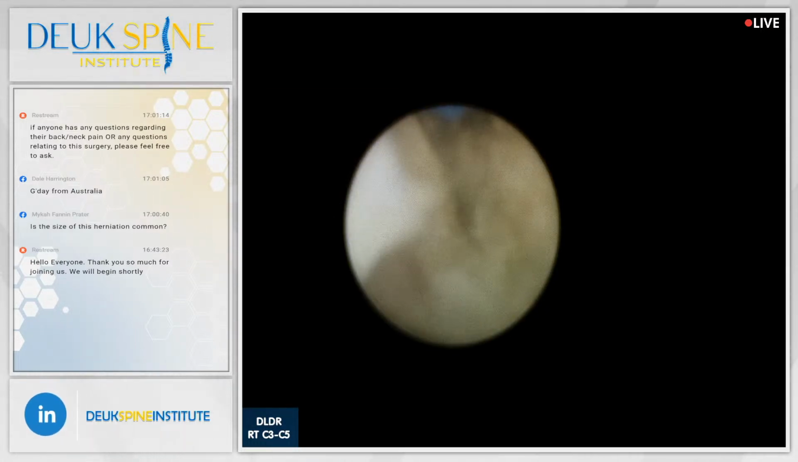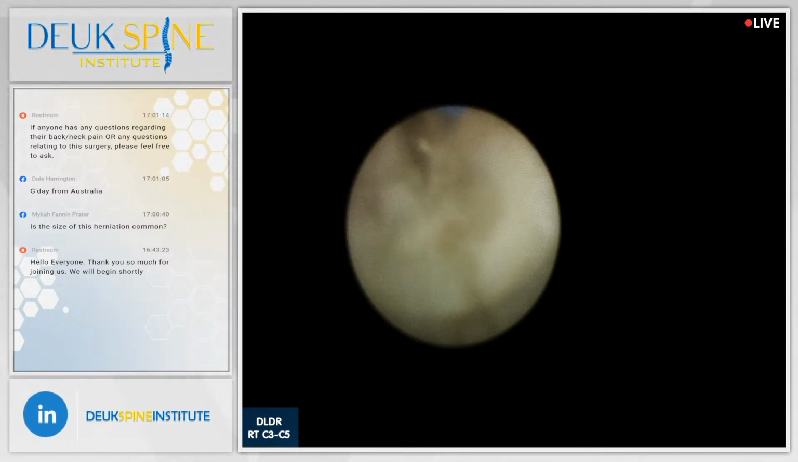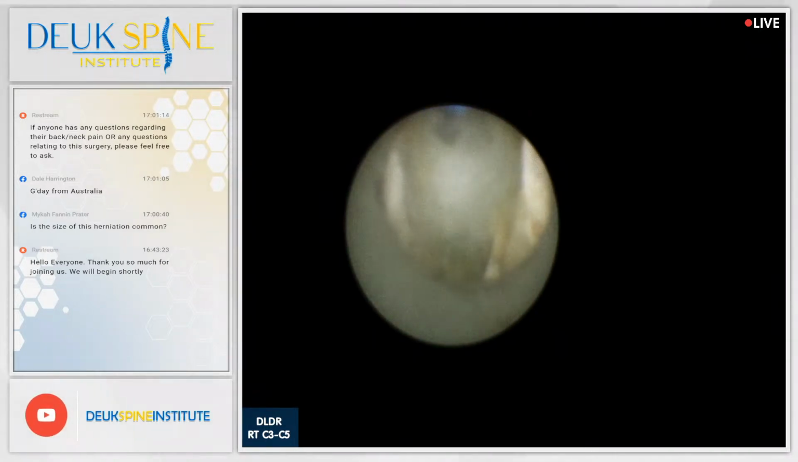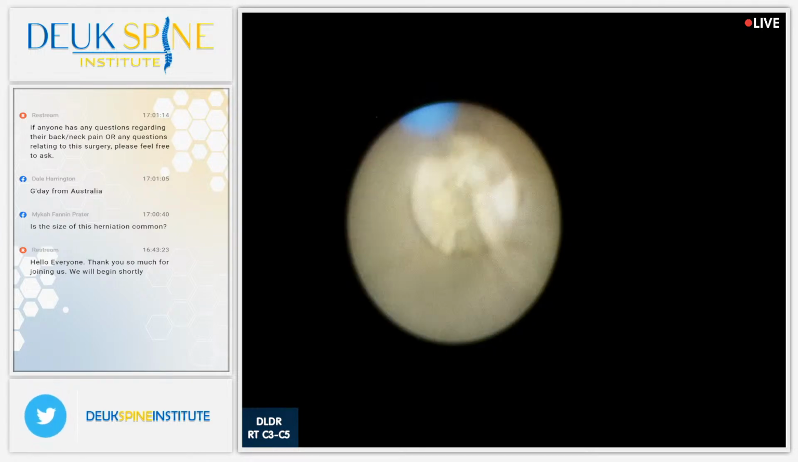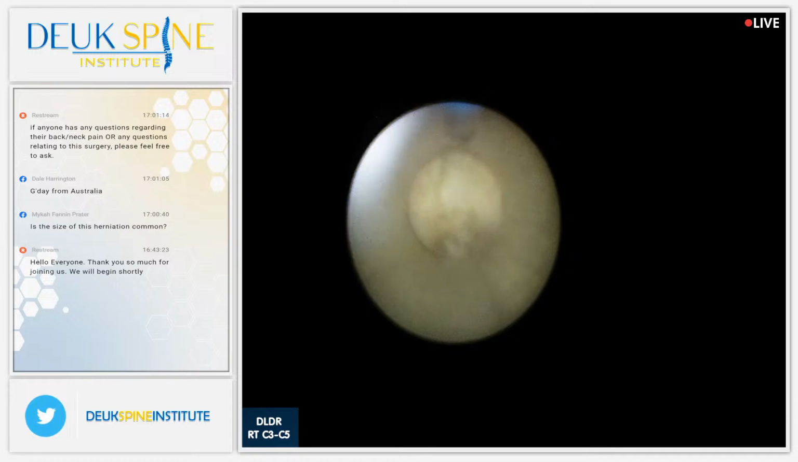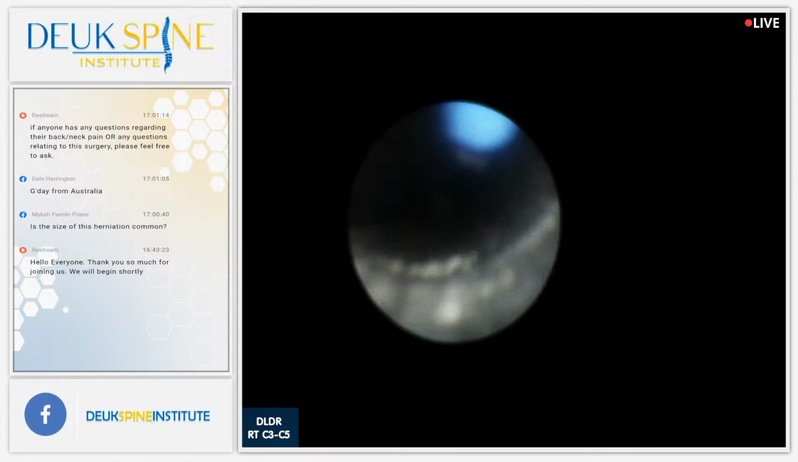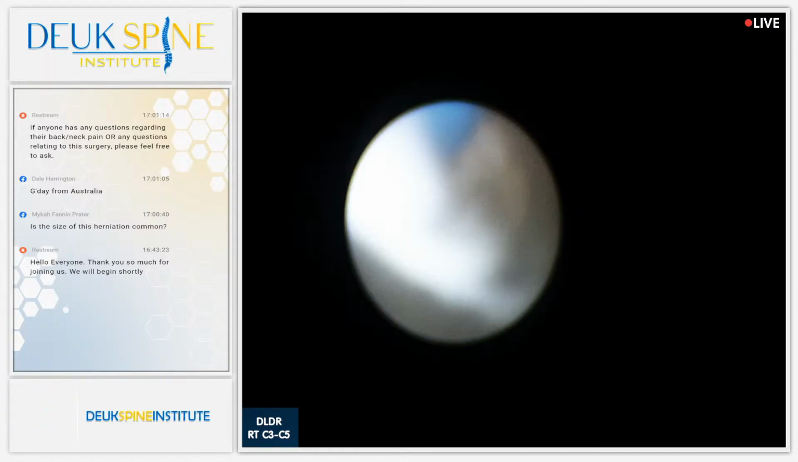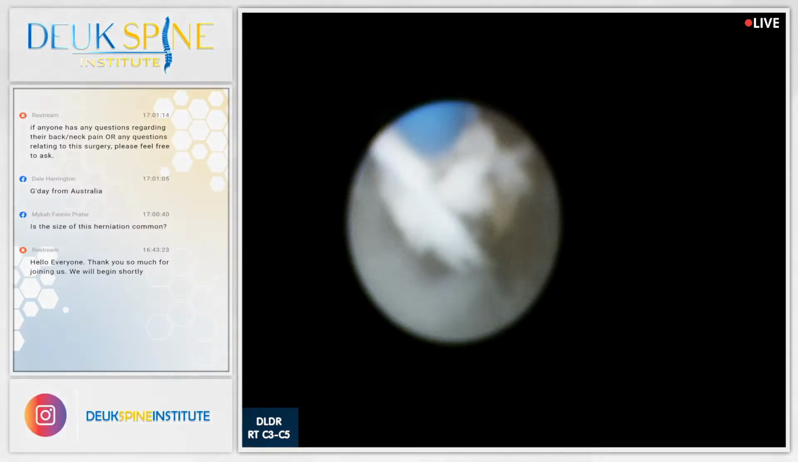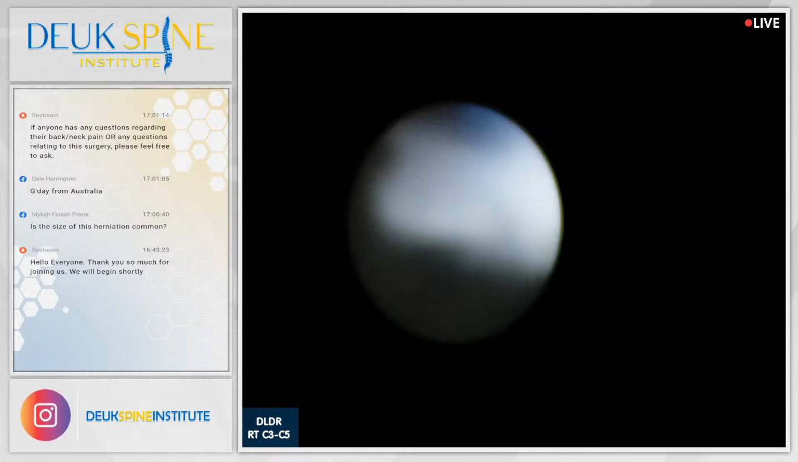We have a question. This comes from Micah on Facebook. Hello, Micah. Welcome. Asking, is the size of this herniation common? No. This is a bit bigger than normal, Micah. Normally they're smaller than this. I'd put this up in the 90th percentile for size. This is a lot more herniation than we normally would see.